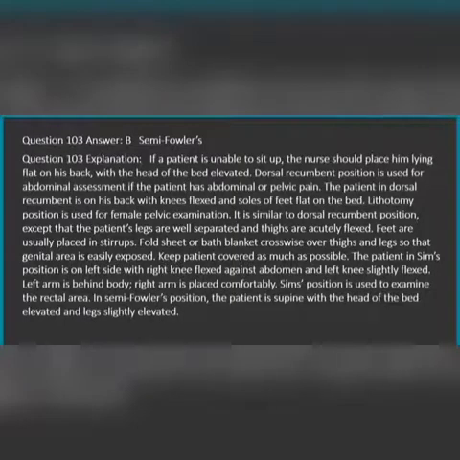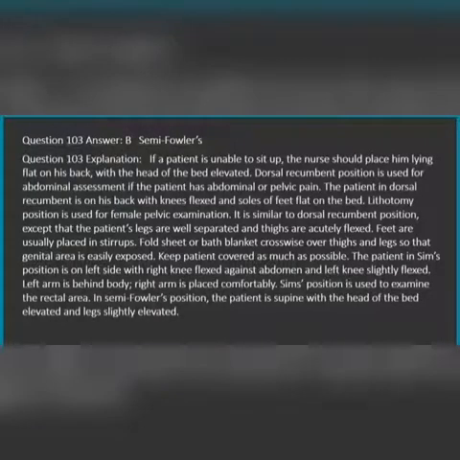Question 103 explanation. If a patient is unable to sit up, the nurse should place him lying flat on his back, with the head of the bed elevated. Dorsal recumbent position is used for abdominal assessment if the patient has abdominal or pelvic pain. The patient in dorsal recumbent is on his back with knees flexed and soles of feet flat on the bed. Lithotomy position is used for female pelvic examination. It is similar to dorsal recumbent position, except that the patient's legs are well separated and thighs are acutely flexed. Feet are usually placed in stirrups. Fold sheet or bath blanket crosswise over thighs and legs so that genital area is easily exposed.